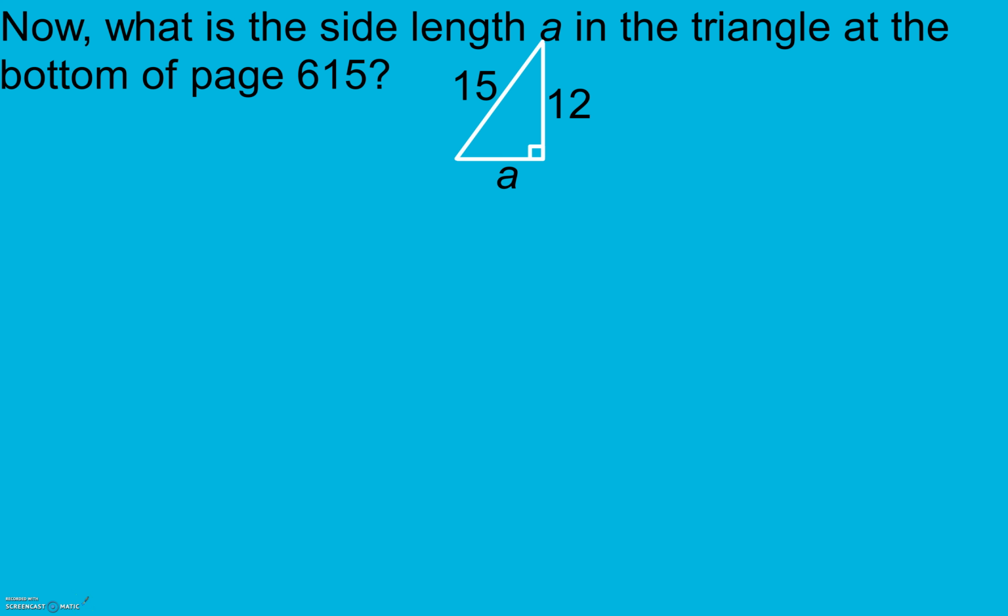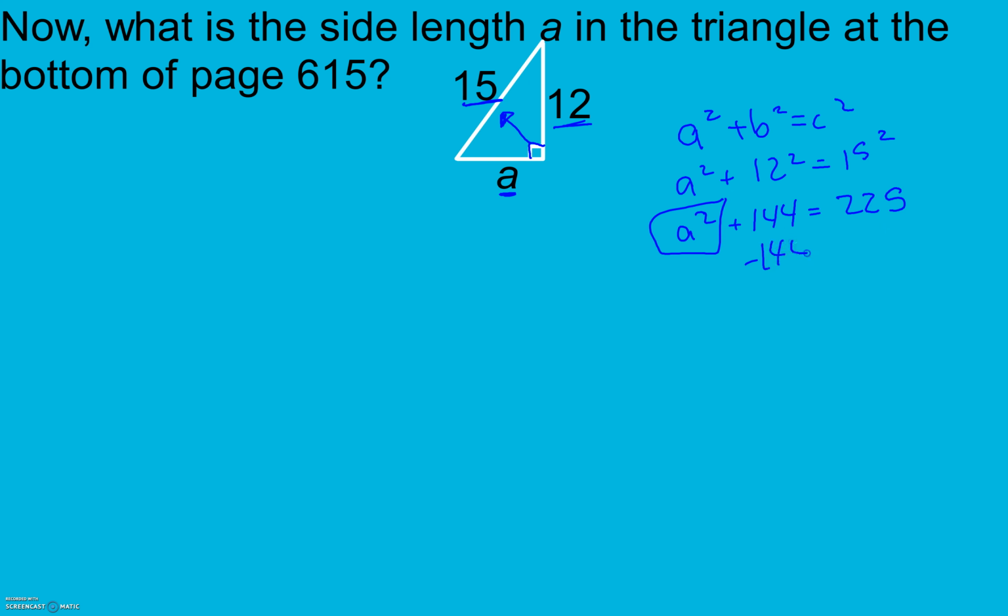Now what's the side length a in the triangle at the bottom of page 615, which I have here as well? Again, we're looking for one of our sides. So a squared plus b squared equals c squared, and this works because we know two side lengths of a right triangle. So a squared plus my other leg, 12 squared, equals my longest side, opposite my right angle, 15 for my hypotenuse. I'm going to go ahead and get rid of my exponents first. Now that both sides are as simple as I can get them, I'm going to solve and get my a by itself by first subtracting.